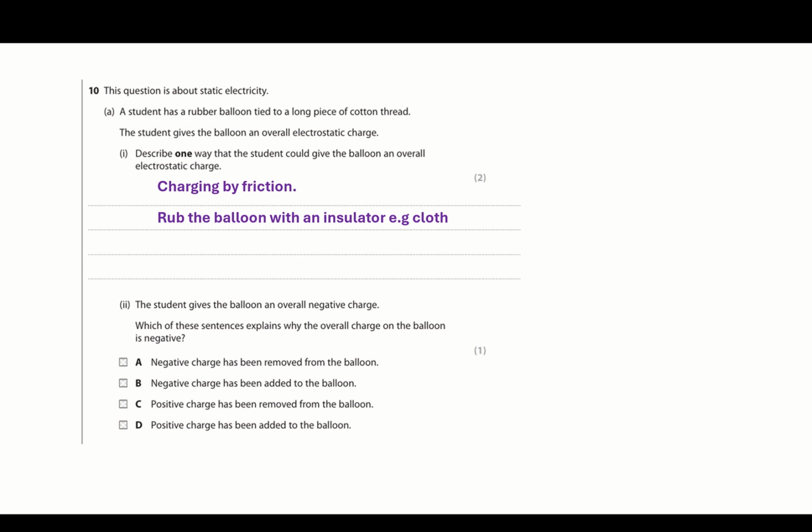We're going to rub the balloon with an insulator. That's a key word. So for example, a cloth. And then I could even add in there, this will move electrons from and to whichever way we want to go. It doesn't state whether we want a negative or positive charge. But the crucial part is we're going to charge by friction and then describe it.